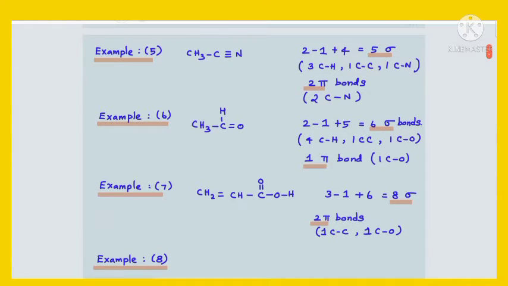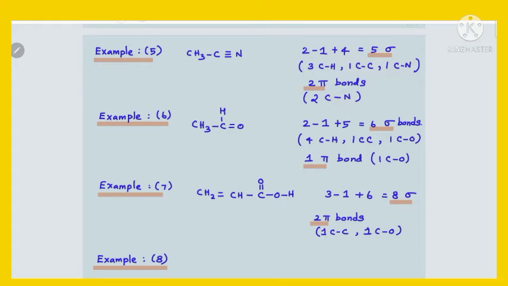A cyanide compound. Methyl cyanide, which can be called methyl cyanide or acetonitrile. Acetonitrile. Okay. Right. Whose structural formula is CH3 single bond C triple bond N. But now let us calculate sigma bonds first.